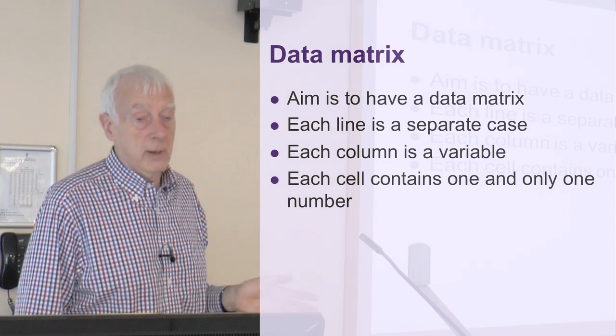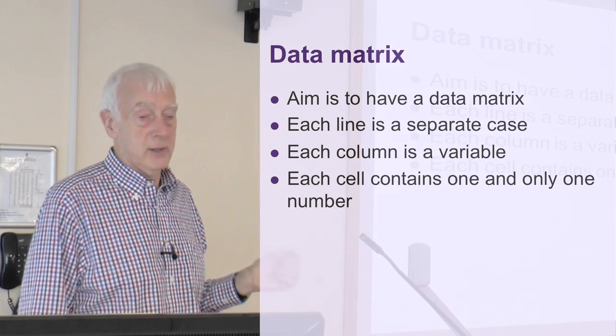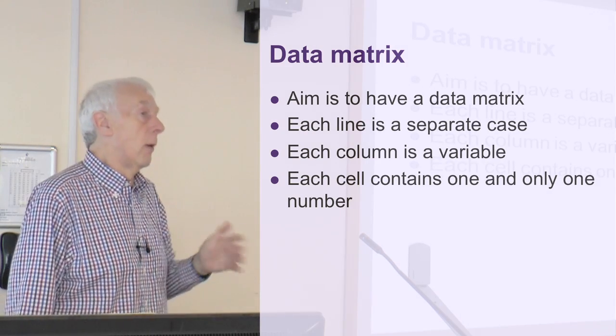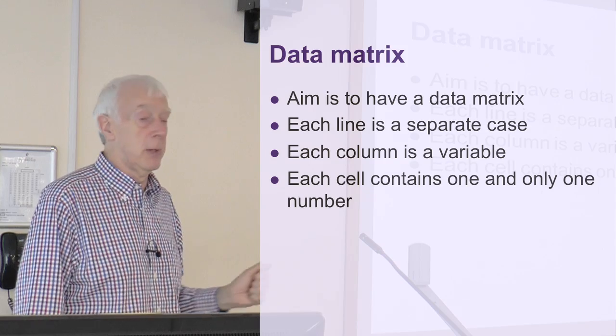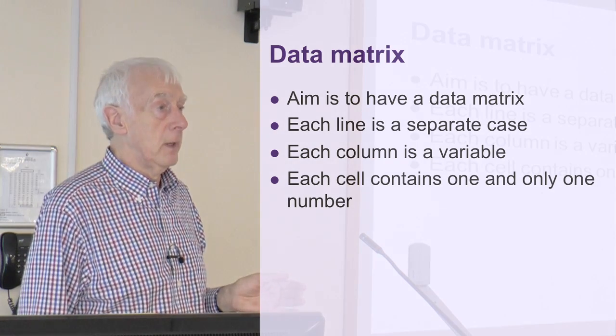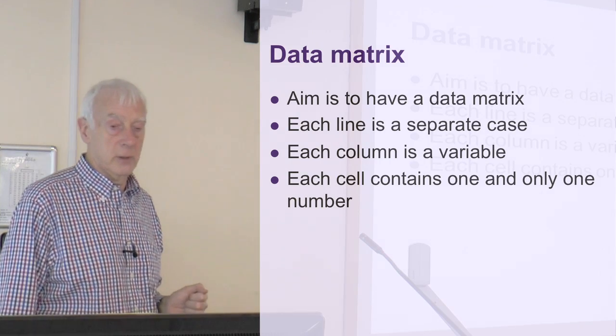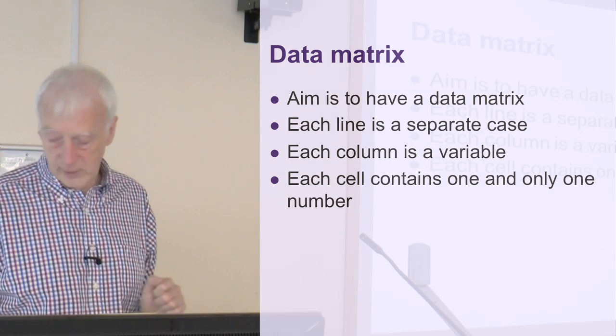What does the matrix look like? Well, each line is a separate case. So I said it's like a spreadsheet. Each line is a separate case, or a respondent, if you like, a person who's replying to your questionnaire. And each column is occupied by a variable. So the number of variables is the number of columns you have in the data matrix. As I say, each cell contains that unique number.